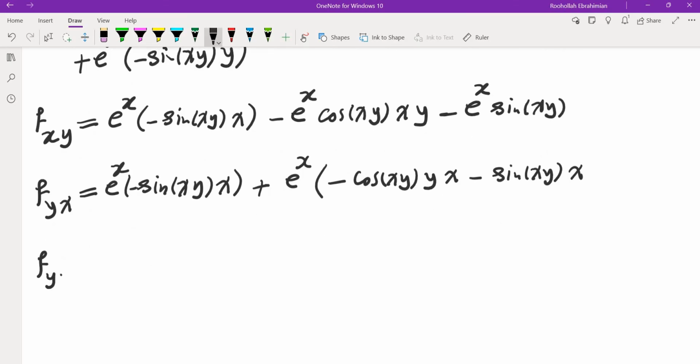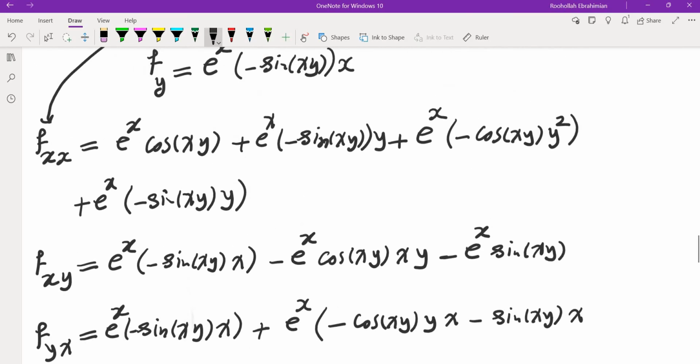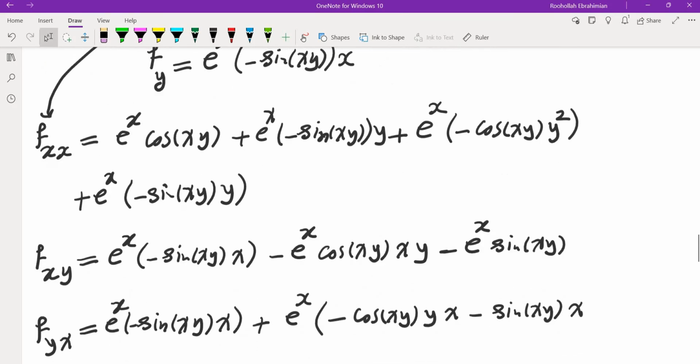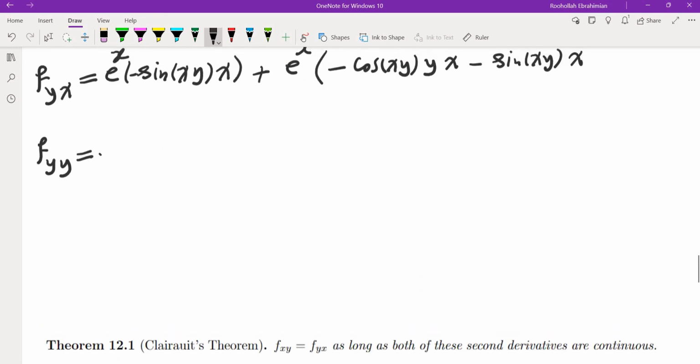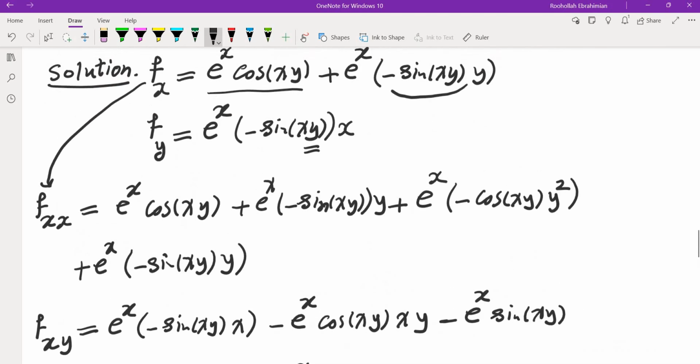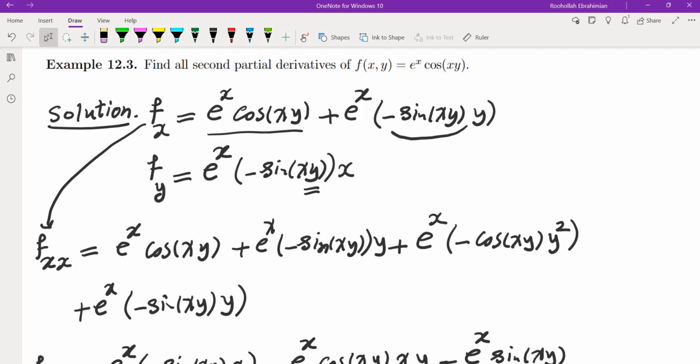And finally, I'll have to take the derivative of this one with respect to y. That would be the last partial. There's only one y here, so we don't need any product rule. We will get minus e to the power of x times x cosine of xy, and then the derivative of the inside with respect to y, which is x.